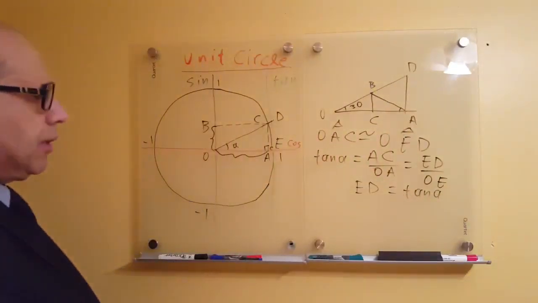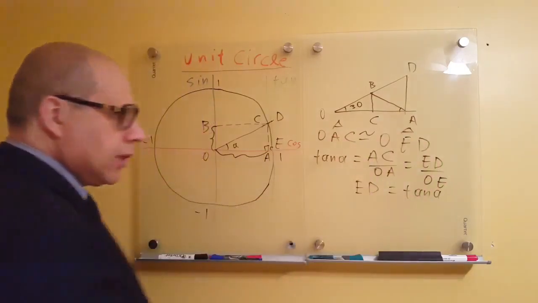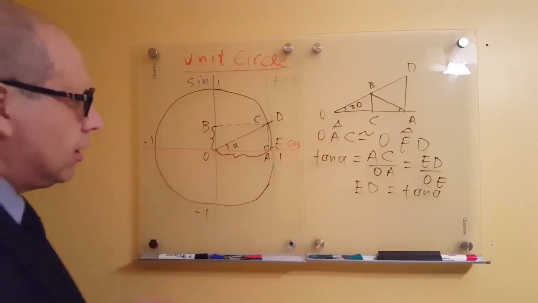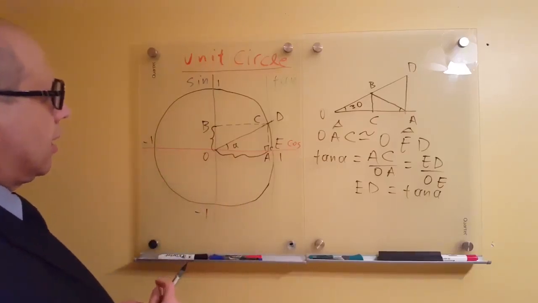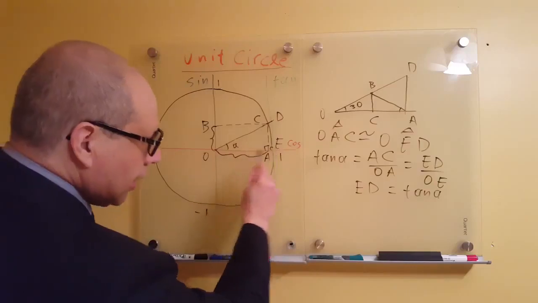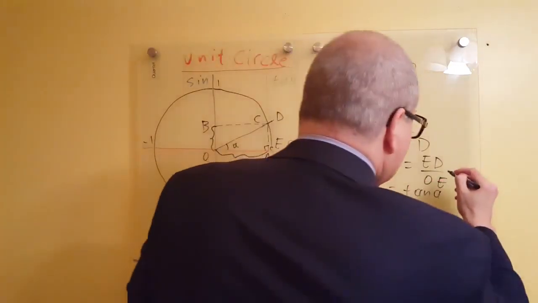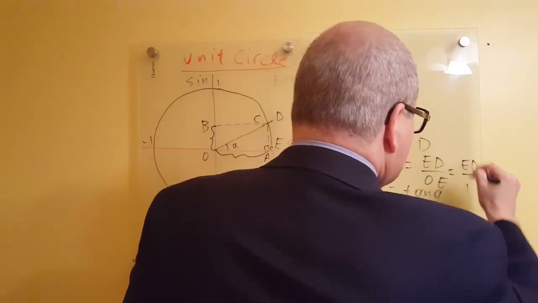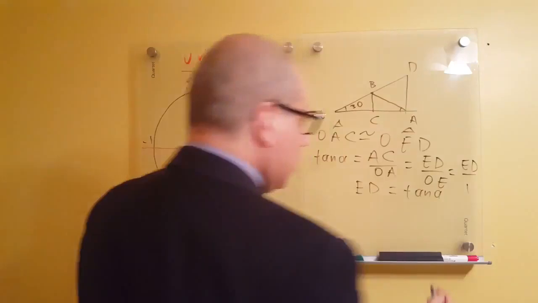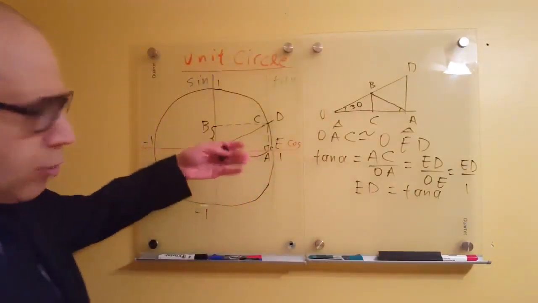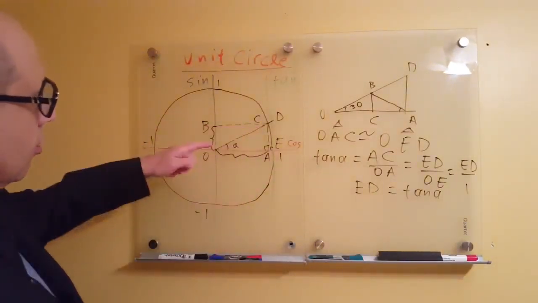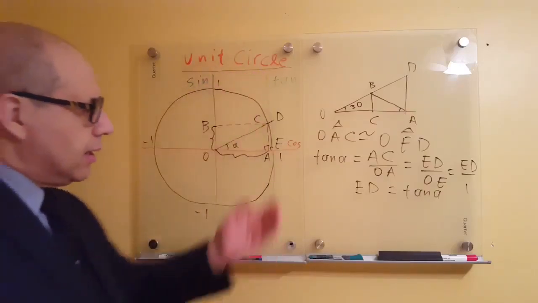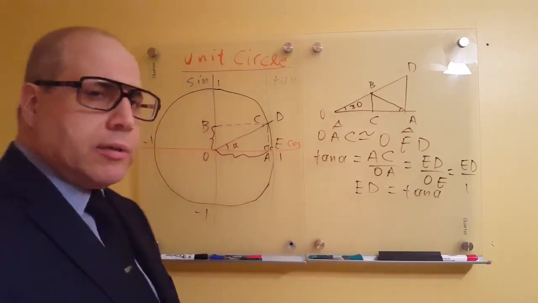This ratio here is equal to this ratio because of the similarity of the two triangles. And now, OE is the radius of the circle, so it is equal to 1. So you have ED over 1, which is ED. That's how you prove that the extension of this line to its intersection with the green tangent line gives you the tangent of the angle.